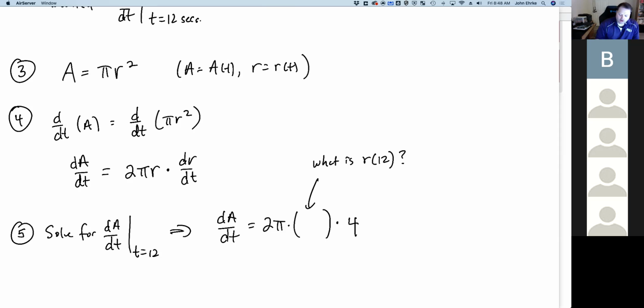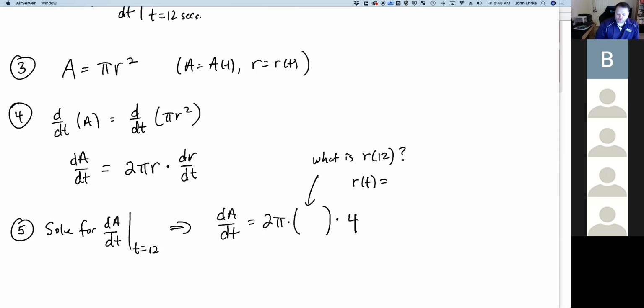Said another way, our function r of t, we know the radius is increasing at a rate of 4 feet per second. So r of t is 4 times t, right? So the function for the radius here is 4t. If I take the derivative of 4t, I get 4, which is our rate. So basically, I'm just saying that the function for the radius is 4t because the rate is a constant 4.